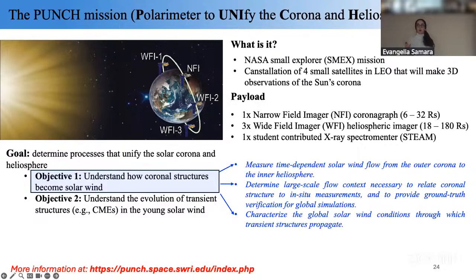The sub-objectives of this first objective are, for example, to measure time-dependent solar wind flows from the outer corona to the inner heliosphere, or to determine the large-scale flow context that is necessary to relate the coronal structure to in-situ measurements. A third sub-objective is to characterize the global solar wind conditions through which the transient structures are propagating. All those three sub-objectives fit very well within the frame and content of my team's work. And that's why we wanted to be involved with the PUNCH mission very much.